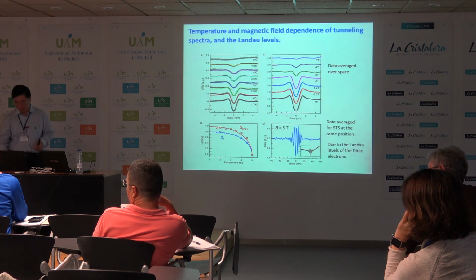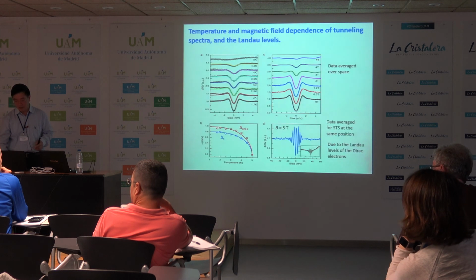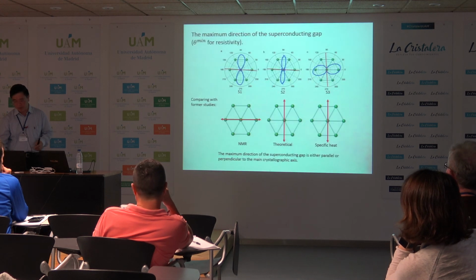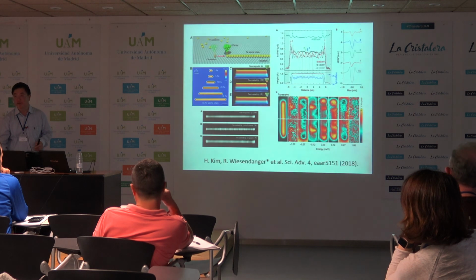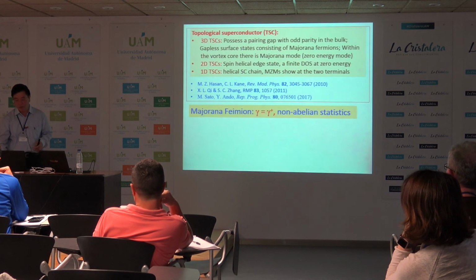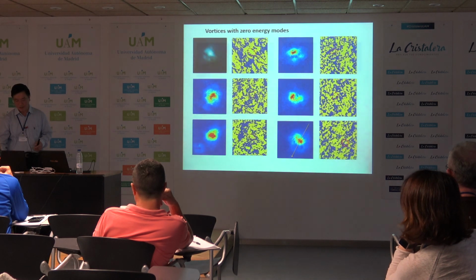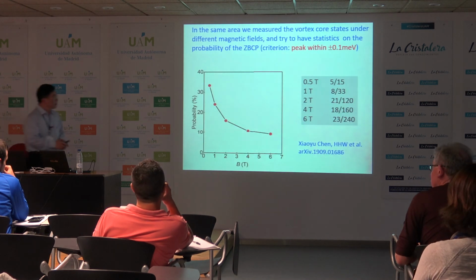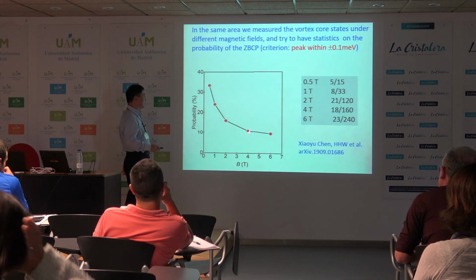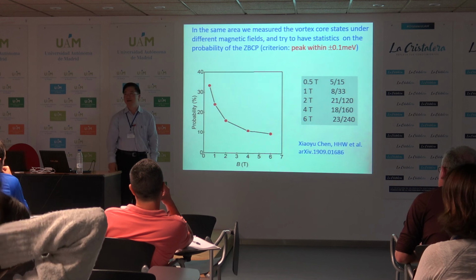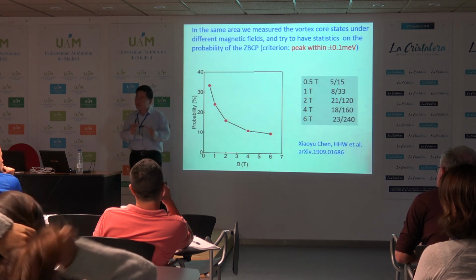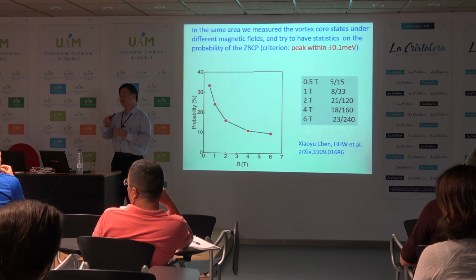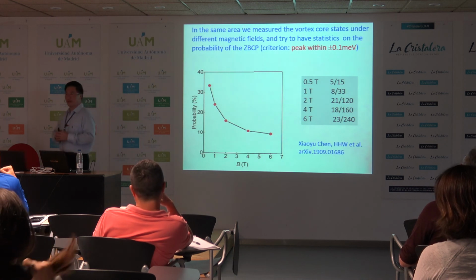But at the same field as yours? Let's come to the same field. The field is also a factor, because last year our field was 4 tesla. So we did not realize that at low field we can promote such things. But the samples are identical. Yeah, so our early measurement was done at 4 tesla. Here it shows 10%. And even this, I cannot say each one is really located at zero. So we use a window, the criterion, plus minus 0.1 meV. So that's the difference.